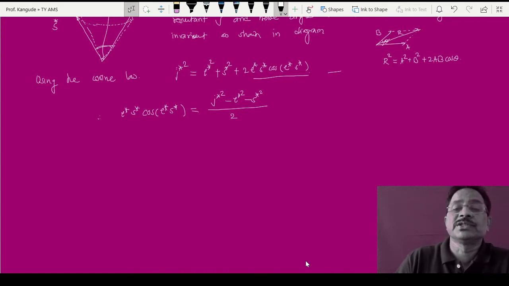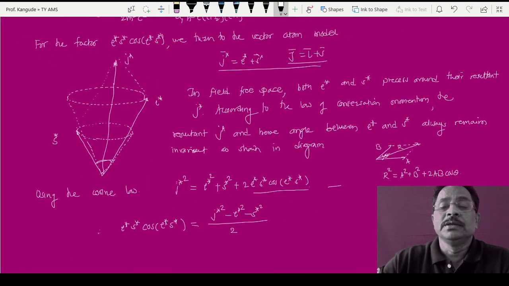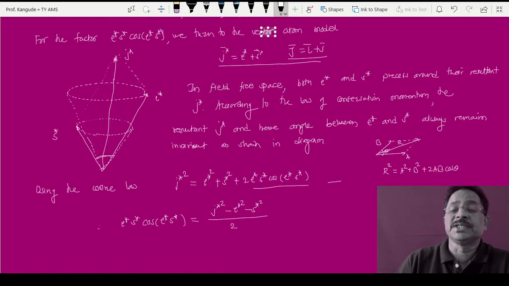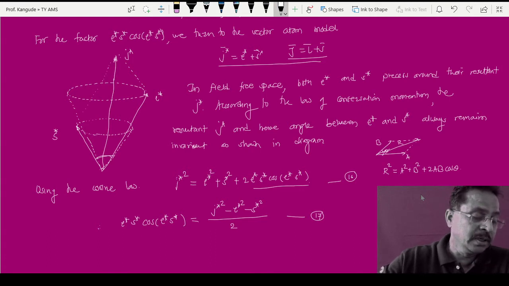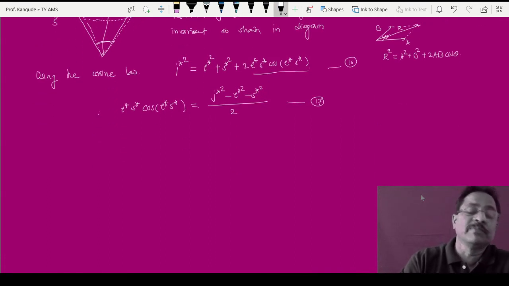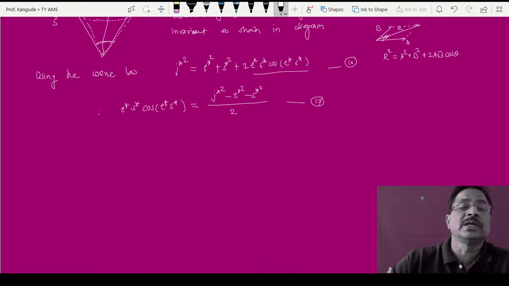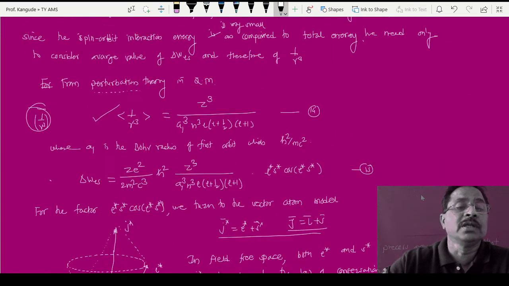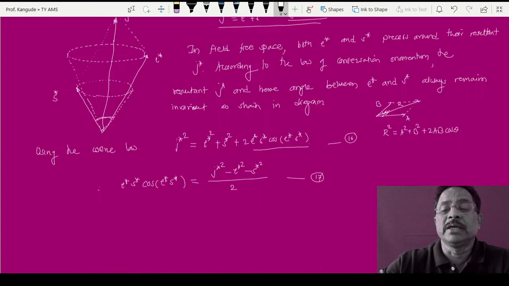Call this equation number 17. What is our earlier number? This is 15. Here it is 16 and 17. Equation 16 is the law of parallelogram of addition of vectors, and 17 is this factor which I have used there. Now use equation 17 as well as the average of 1 upon r cube, which is equation number 14.